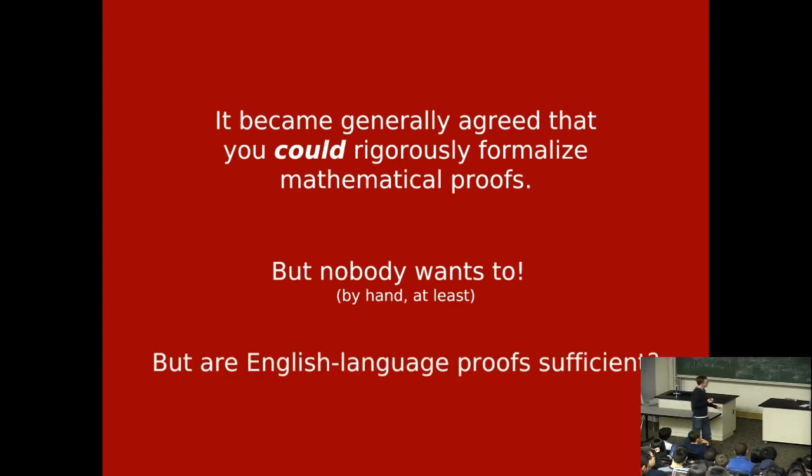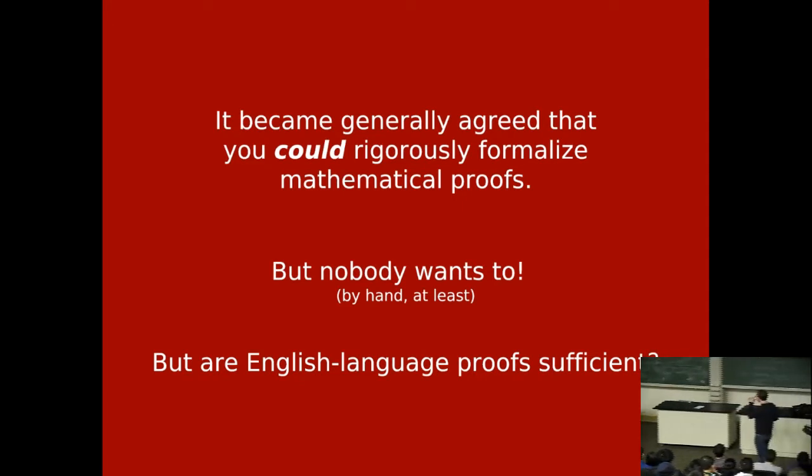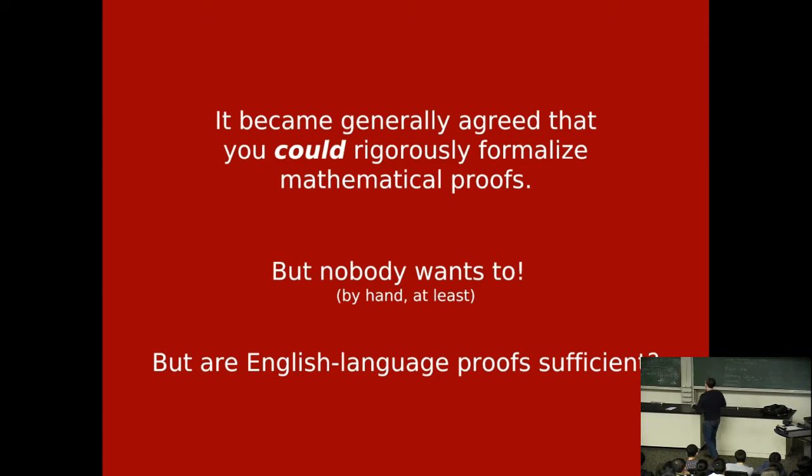But of course, that raises the question of whether English language proofs are really sufficient, whether they can really be rigorous enough to give us mathematical certainty about the things that we're trying to prove. So let me try to tell you some anecdotes on this topic.